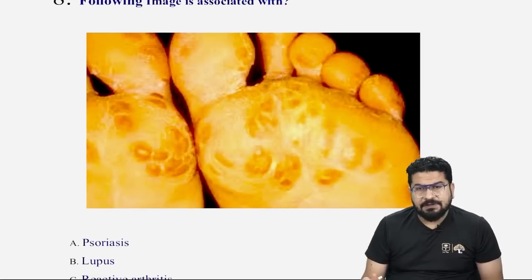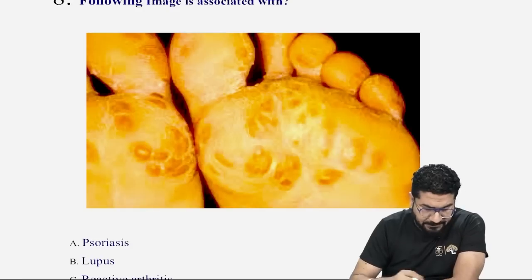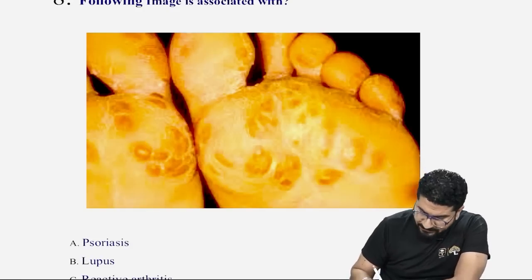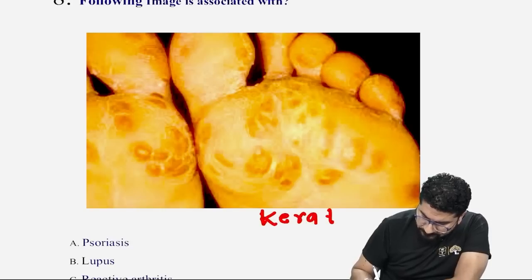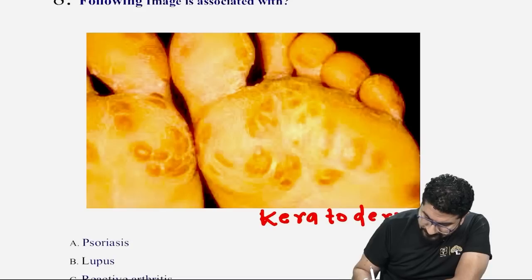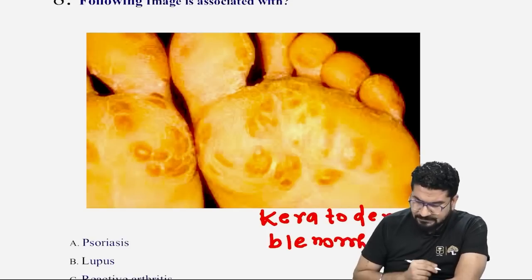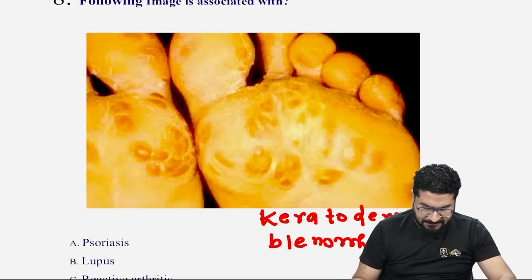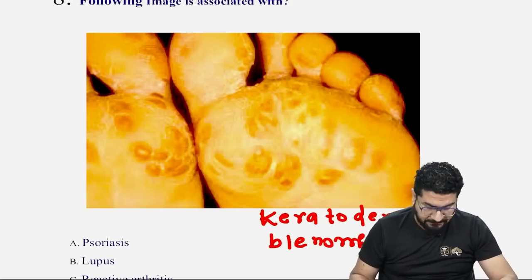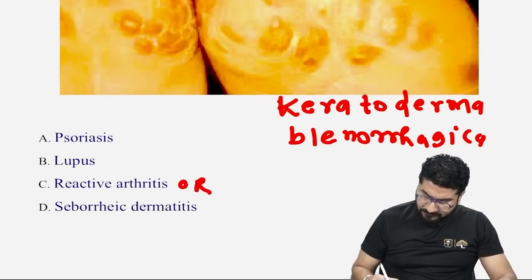Okay, so this is the condition. They are asking you what the diagnosis is. First you should know what this condition is called. This is called Keratoderma Blennorrhagicum. You can see there will be painful lesions on the palms and soles, and this is mainly seen in a patient with Reiter syndrome or reactive arthritis. This reactive arthritis is also called Reiter syndrome.